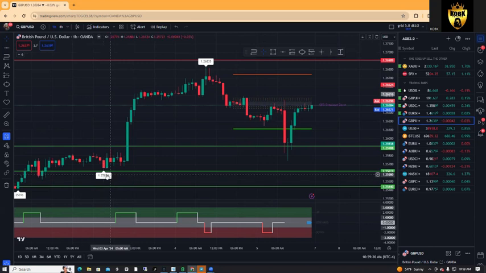I see I do have a low there. Just go off your box. Go off your box. And if you're drawing your levels, you can see the levels that it respects. Here was a level that I drew. Now, it didn't hit right here, but it also didn't hit my stop loss as well.